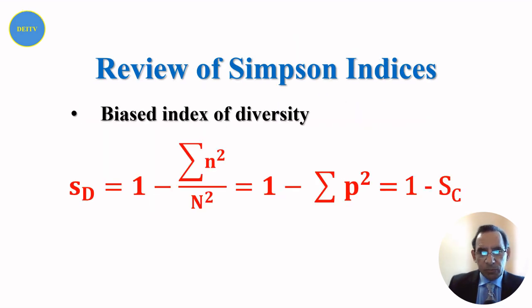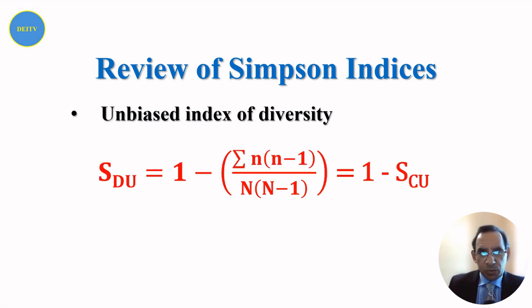As I mentioned in episode 1, we have the Simpson index. Presented here on this side, we have the biased Simpson index, and the biased Simpson index is represented as 1 minus the sum of the frequency squared divided by the total number of individuals squared. Again, as in previous episodes, that's SD equals 1 minus the sum of small n squared divided by big N squared. That also can be written as 1 minus the sum of the percentages squared. That also can be written as 1 minus the Simpson concentration or similarity index.